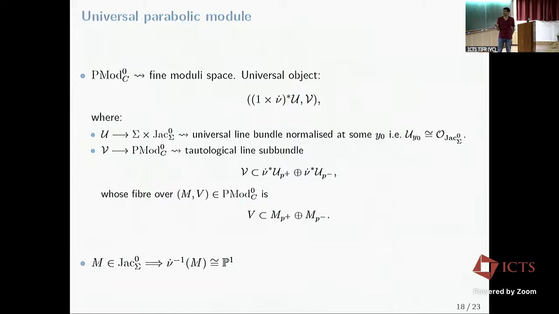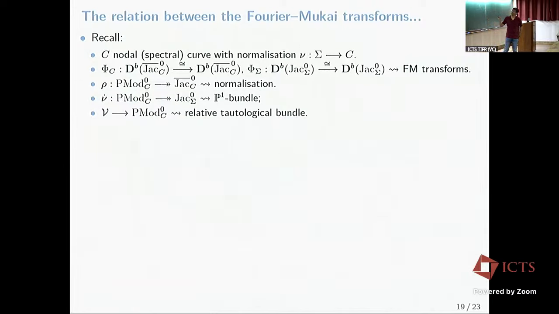So remember that the fiber of this projection onto the Jacobian of sigma is a P1. And so just by definition, the restriction of this bundle over P mod, if you restrict it to a fiber, then you get O(-1). Okay, so this is just to recall what we had so far, because now I'm going to state the theorem. Again, nodal curve, the two Fourier-Mukai transforms, this normalization map, the singularization of the compactified Jacobian, this P1 bundle, and this relative tautological bundle.